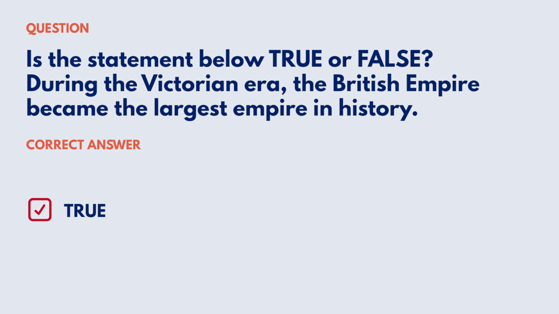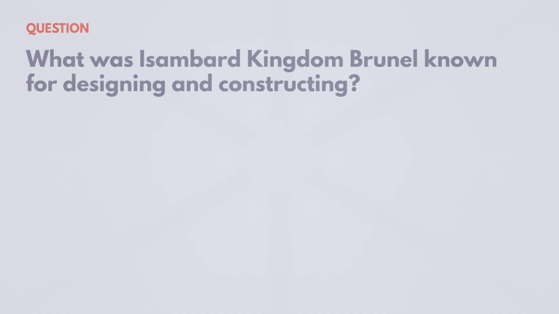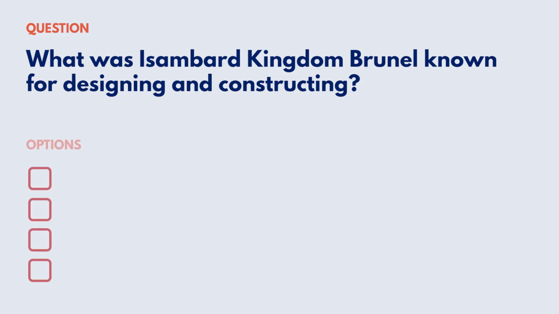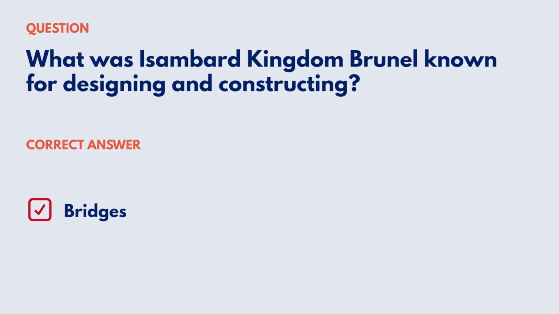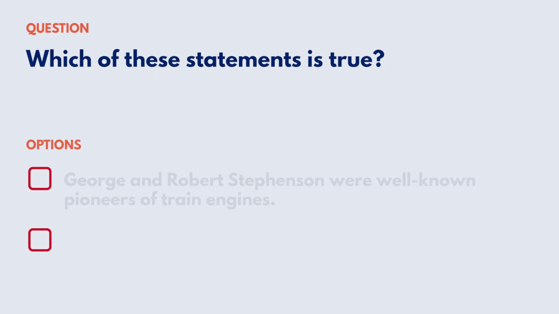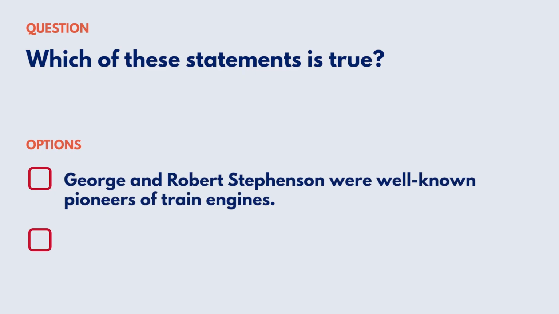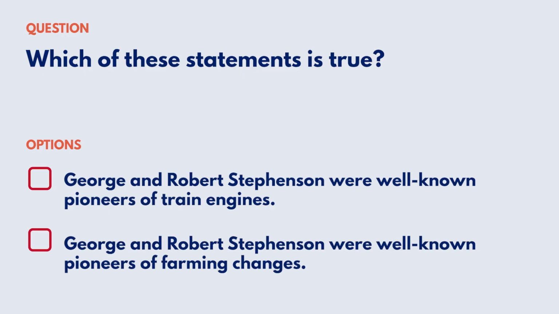Correct answer, true. What was Isambard Kingdom Brunel known for designing and constructing? Cars. Bridges. Tall buildings. Airplanes. Correct answer, bridges. Which of these statements is true? George and Robert Stephenson were well-known pioneers of train engines. George and Robert Stephenson were well-known pioneers of farming changes.